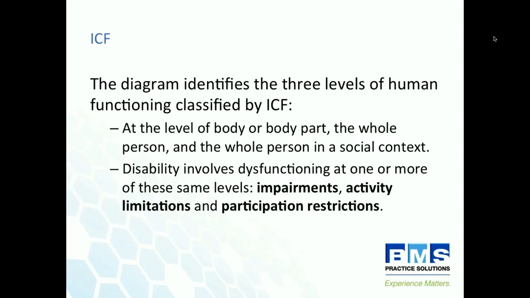Now, the diagram identifies the 3 levels of human functioning classified by the ICF. So at the level of the body or the body part, the whole person, and then the person in the social context. So disability involves dysfunctioning at one or more of these same levels. So impairments affect the body or the body part. Activity limitations affect the whole person, and the whole person in the social context would be represented by the coalescing of a number of limitations that would produce participation restrictions.